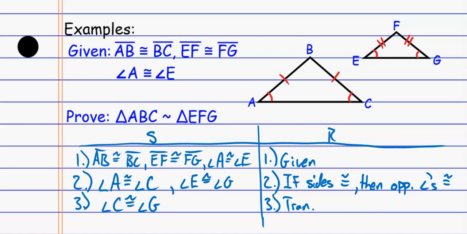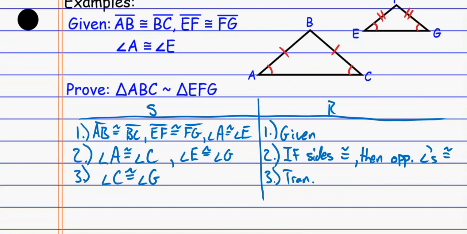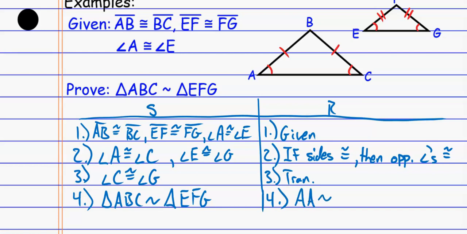Okay, and now that I have that, I have everything I need. And notice the sides aren't really involved other than they helped me get the congruent angles that I needed. But I have a set of angles for each of these. I can say that the two triangles are similar. Triangle ABC is similar to triangle EFG. And I can say that just because I have two sets of angles in each. So angle-angle similarity, and that's it.